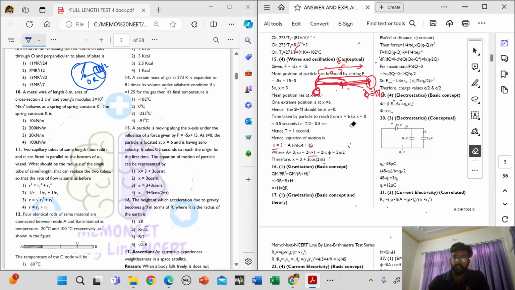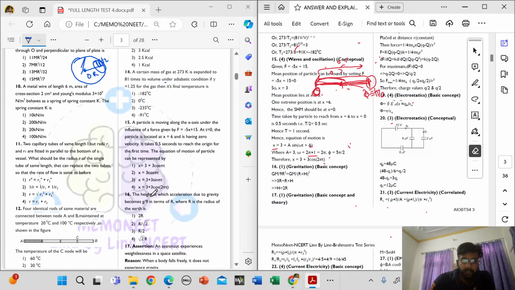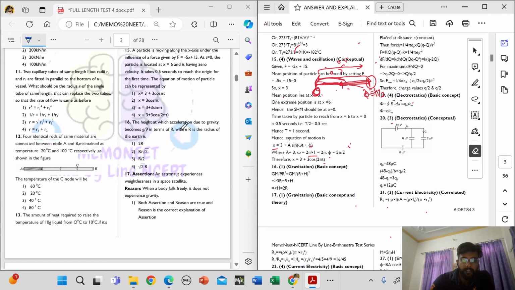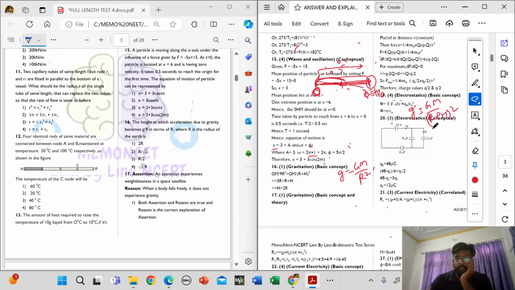After getting all these things, now the next question, number 16. From gravitation: the height at which the acceleration due to gravity becomes g by 9, in terms of radius. See, the value of g is GM upon R square. And suppose we want to calculate the value of g at some height, g dash. So we can use the formula GM upon R plus h squared. Suppose we want to calculate that height h.